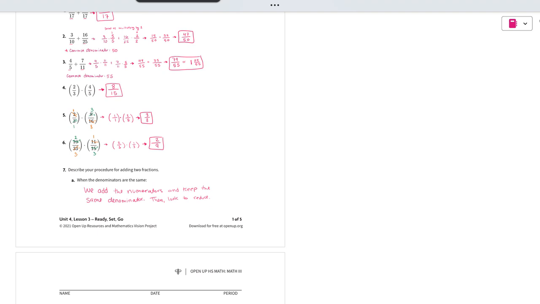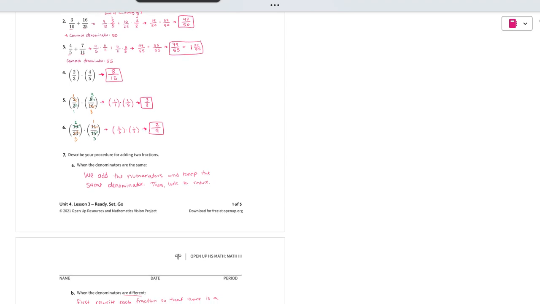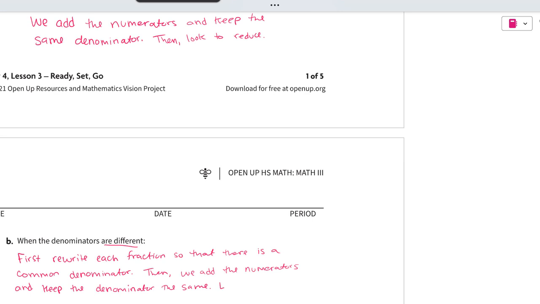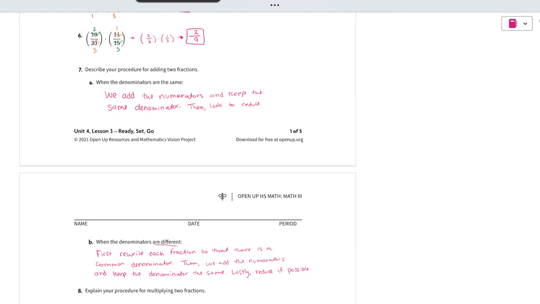Now question B, which is all the way down on the next page, when the denominators are different. So that was like question 2 and question 3. So notice the first thing we did there was find some factor to multiply each fraction by so that we actually do have a common denominator. So first we rewrite each fraction so that there's a common denominator. Then we go ahead and follow our same steps from part A. We add the numerators together and keep the denominators the same. And then lastly, reduce if possible.